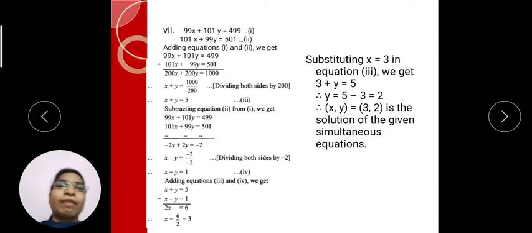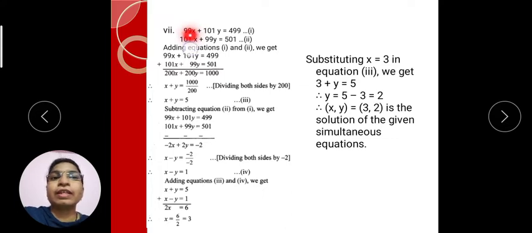Listen students, when a question like this is asked, don't do the addition, subtraction, or anything. Don't think about the elimination and substitution method directly. Firstly, simplify this equation. When the coefficient of x in the first equation is the same as the coefficient of y in the second equation. Now again I am repeating because question number 7 and 8 are the same.